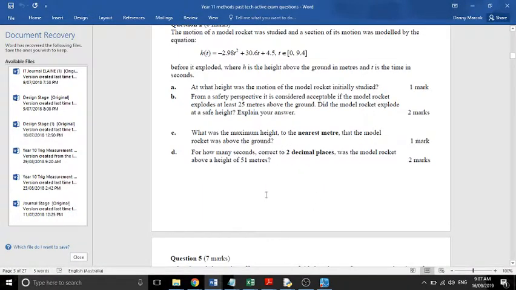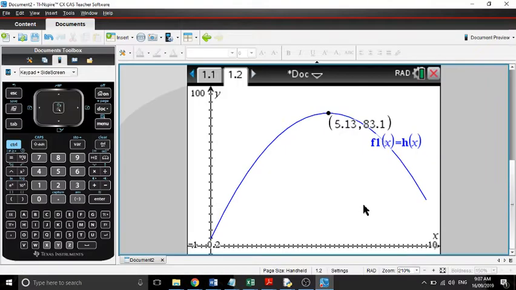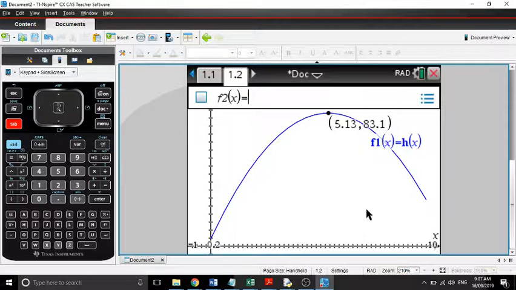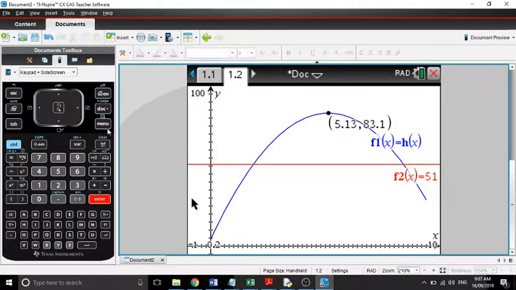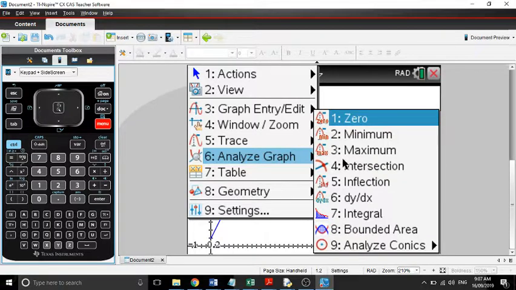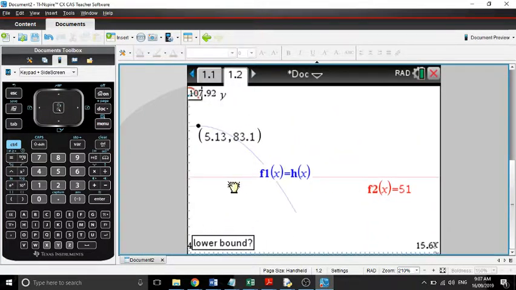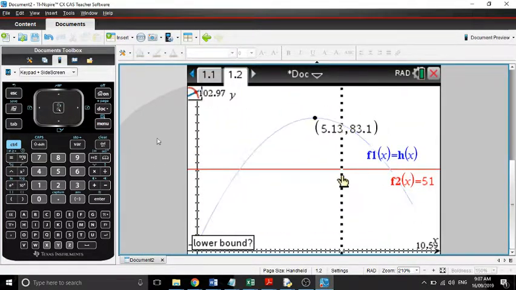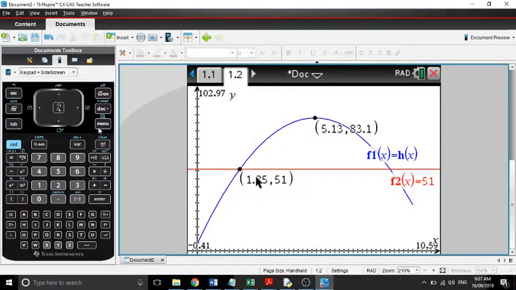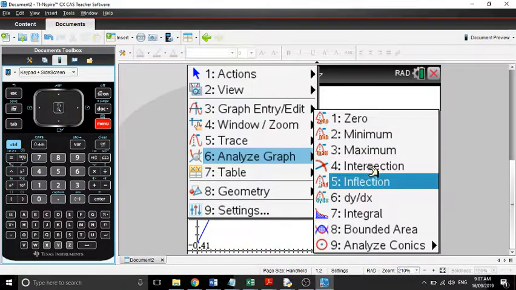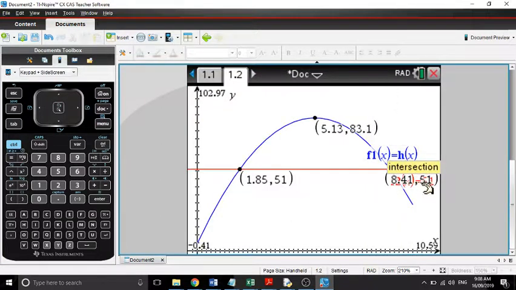For how many seconds, corrected to 2 decimal places, was the model rocket at a height above 51 meters? We want above 51 meters. Let's have a look. So we're going to plot 51, that's our height, and then we're going to measure for how long it is above that time. So intersection, between here and here, menu, intersection between here and here. So we're going from 8.41 back to 1.85.